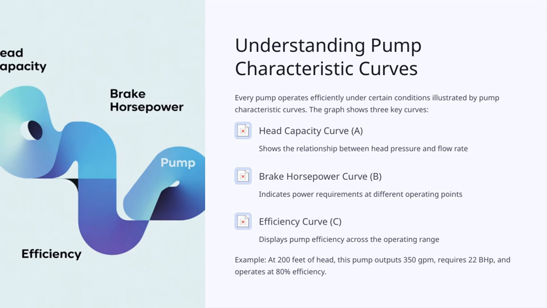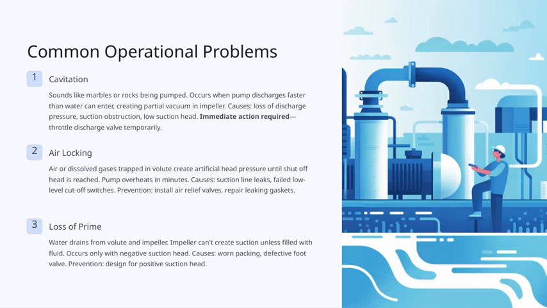By understanding these curves, we can select and operate pumps more effectively, ensuring reliable performance and energy savings. This is a crucial part of pump system management and aligns with our overall goal of optimizing hydraulic systems. Now, let's look at some common operational problems that can occur with pumps and how they impact performance.